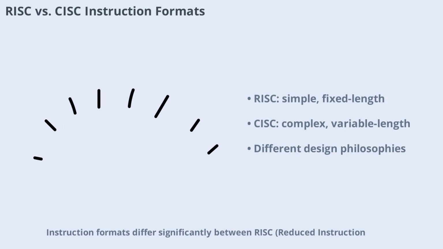Instruction formats differ significantly between RISC, Reduced Instruction Set Computer, and CISC, Complex Instruction Set Computer architectures. RISC architectures typically use simple fixed-length instruction formats with a small set of operations, making them easy to decode and execute quickly. CISC architectures, in contrast, use more complex and variable-length formats, supporting a wider range of operations in a single instruction. Each approach has its own advantages and trade-offs.